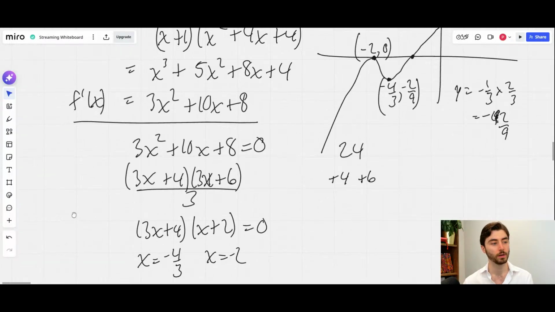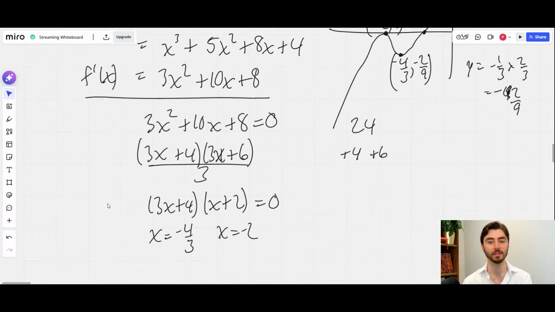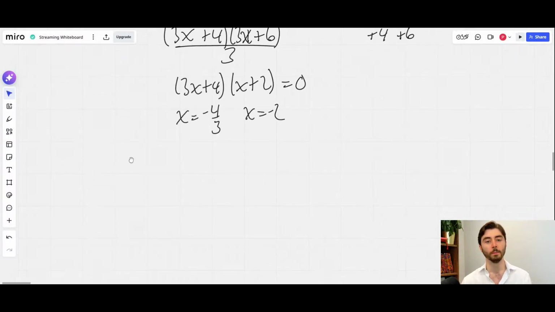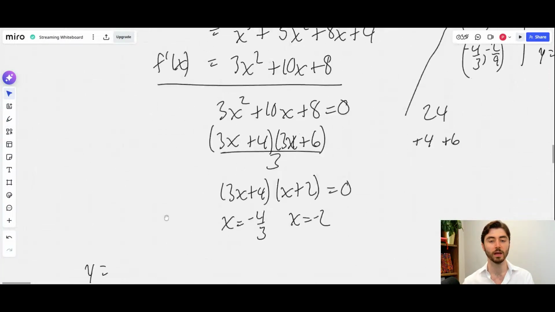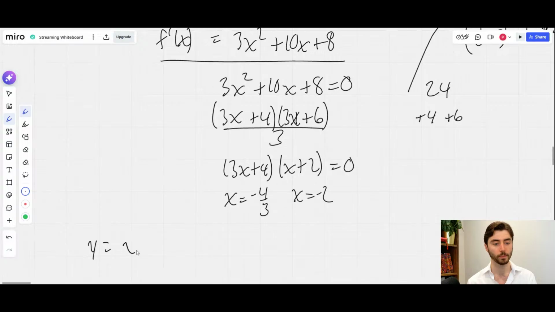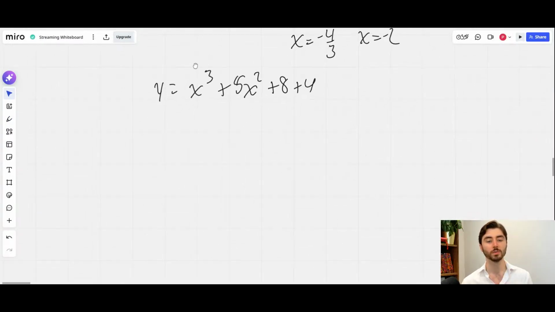Now, we're actually nearly done with what you need to do for differentiation. The only other thing we need to talk about is the second differential. So let's stick with this function, actually. We're going to stick with y equals, what was it? I keep on forgetting. x cubed, 5x squared, 8x, and 4, I believe it was. Yeah. So we're going to stick with this.